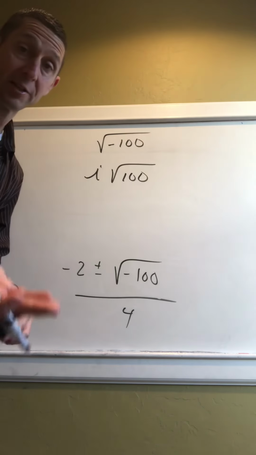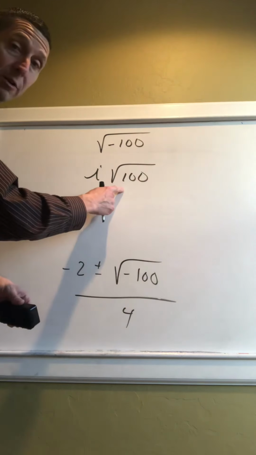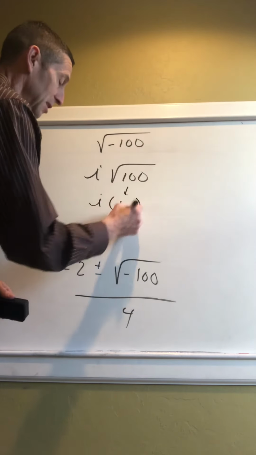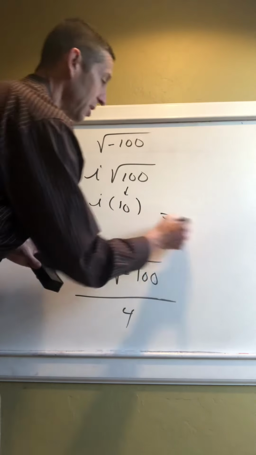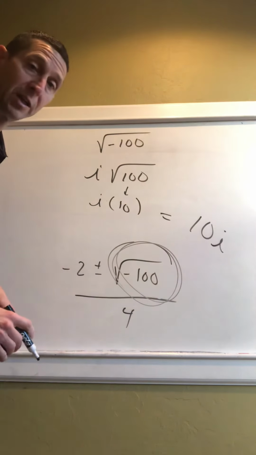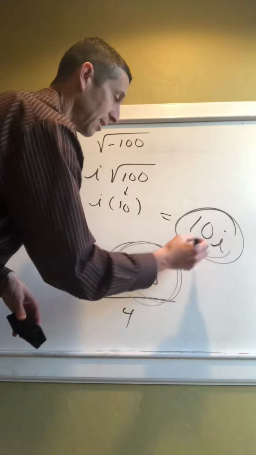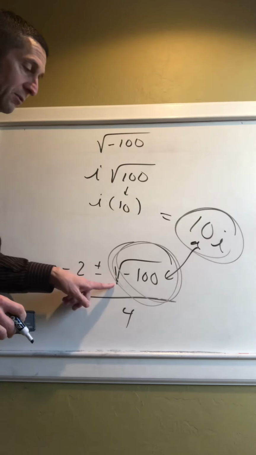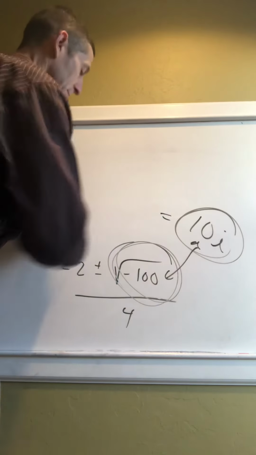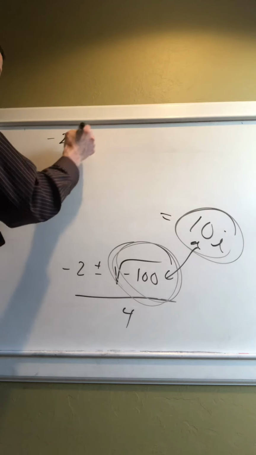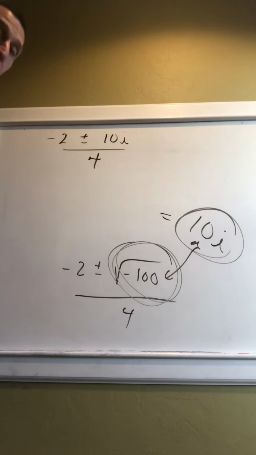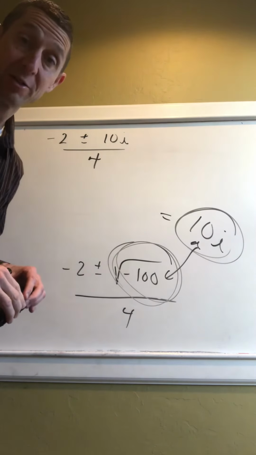Now we do kind of catch a huge break on this first one is that we know the square root of 100. The square root of 100, oh, okay. That's just going to be 10. So this whole thing just becomes 10I. So we did have square root of negative 100. We brought in our I value, and square root of negative 100 actually becomes 10I. So when we go to work this problem from here on out, we have negative 2 plus or minus 10I over 4. So yeah, I value showing up today.